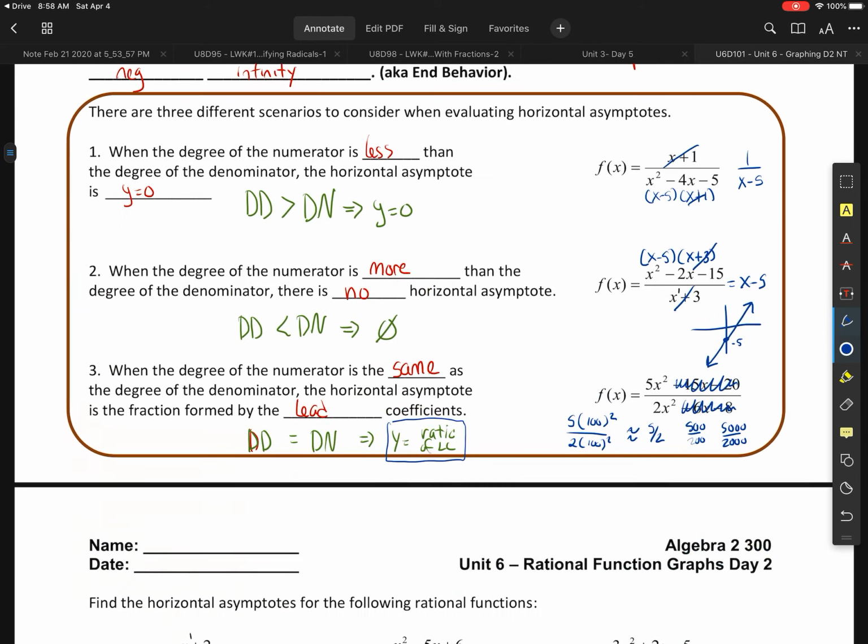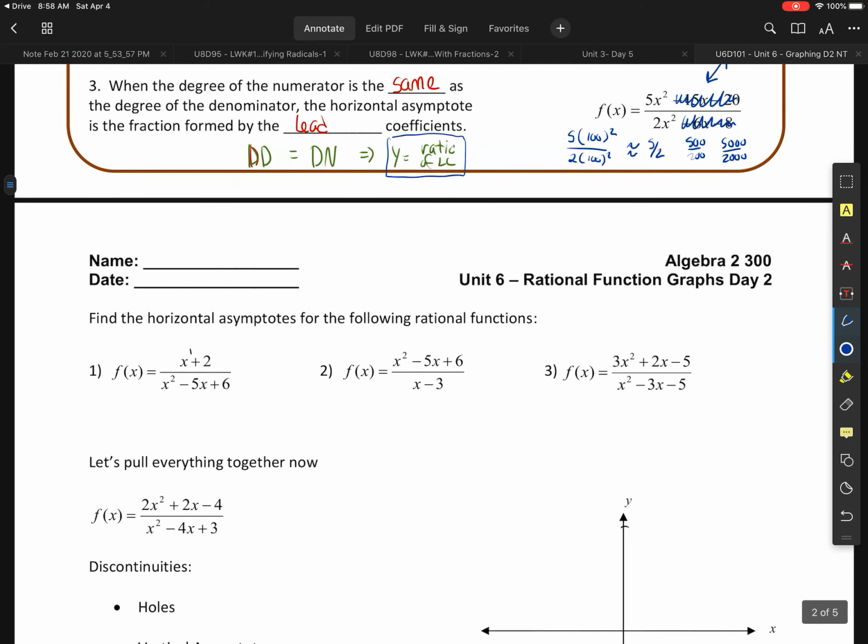Moving on to some practice examples. All right, so what do I got here? Denominator is larger than the numerator. Y equals 0. All right. Numerator is larger than denominator. There is no horizontal asymptote. They both have the same degree. So y equals the ratio of lead coefficients, which is 3.